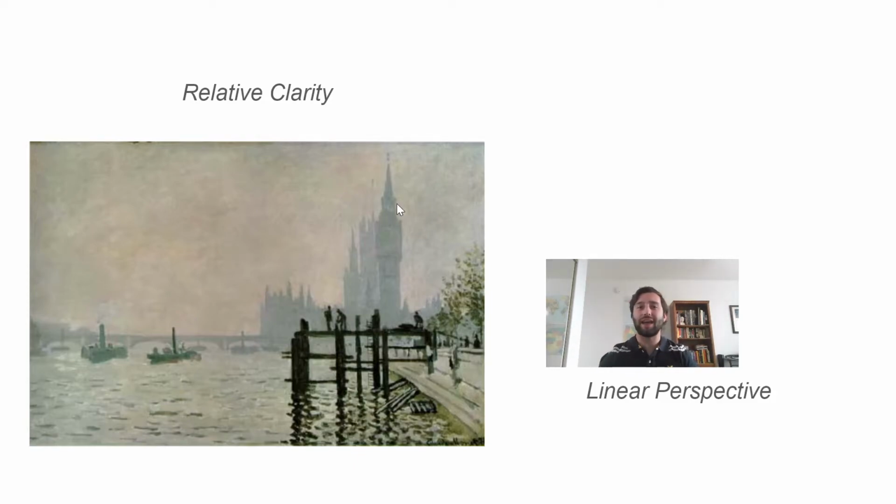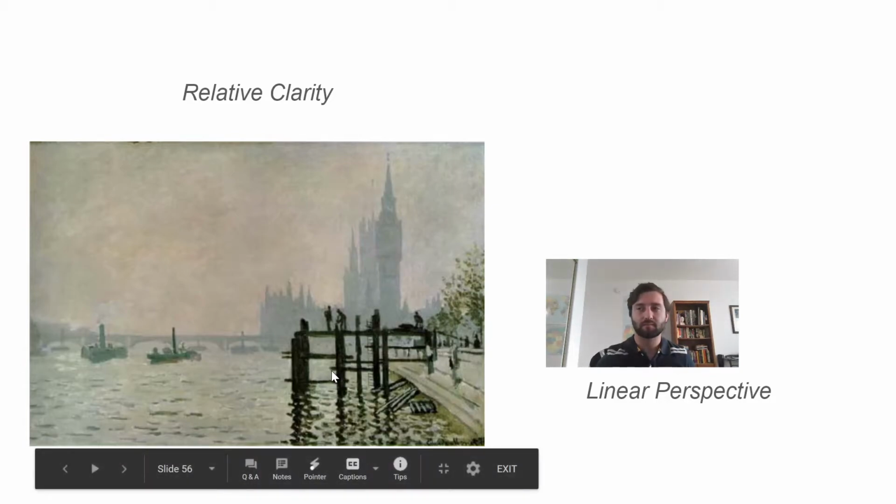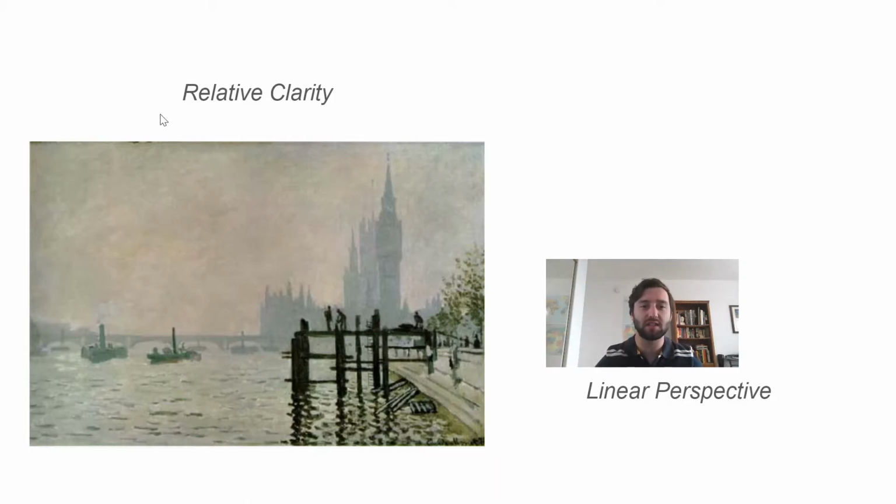Now again, technically speaking, they're the exact same distance, because this is a painting on a screen that is perfectly flat. Yet you can probably really easily tell that this building would be much further away than the dock. So the question is, how do we know that? And what we're using is this idea of relative clarity.